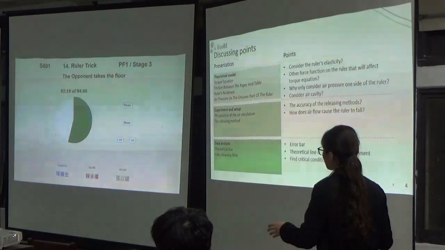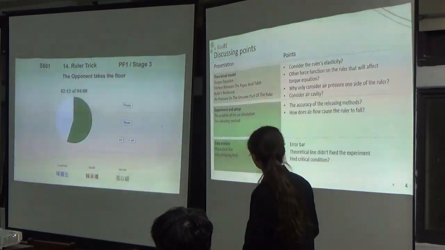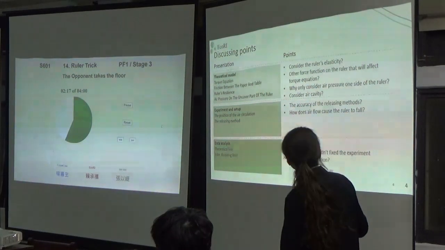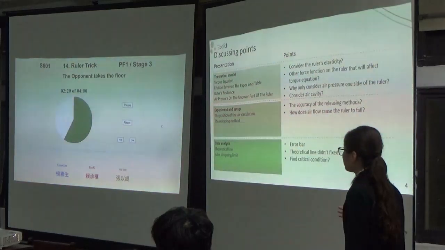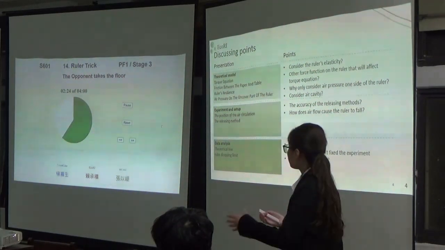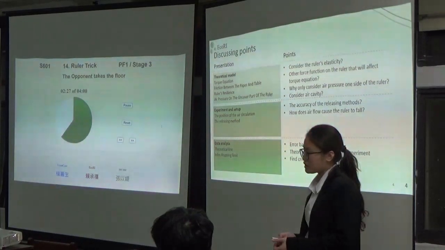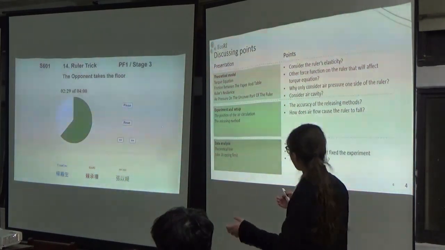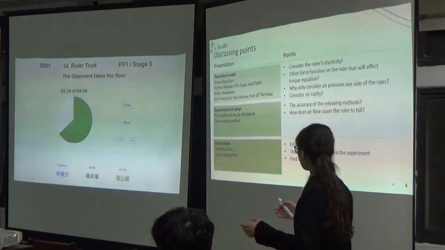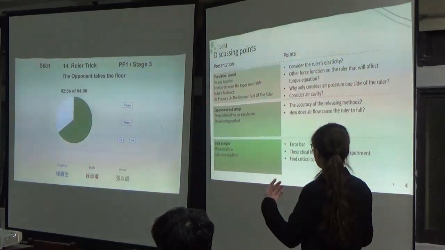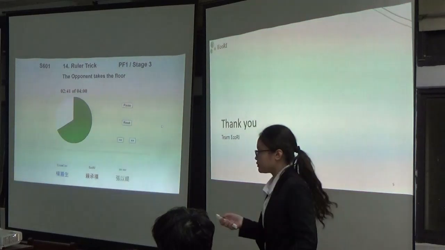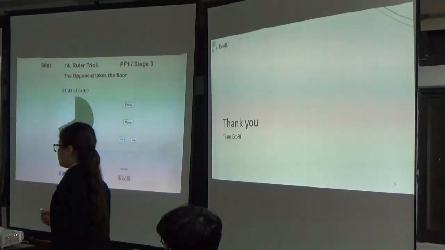About experiment and setup, I'm going to talk about the position of the air circulation and the releasing method. And I'm going to ask about the accuracy of the releasing method and how the airflow caused the ruler to fall. And for data analysis, I'm going to discuss with him the theoretical line and the ruler dropping limits. And I'm going to talk about why he has such a big error bar, and why the theoretical line didn't fit the experiment, and also didn't find the critical condition for the ruler to drop. Thank you. And now I want to invite the reporter.